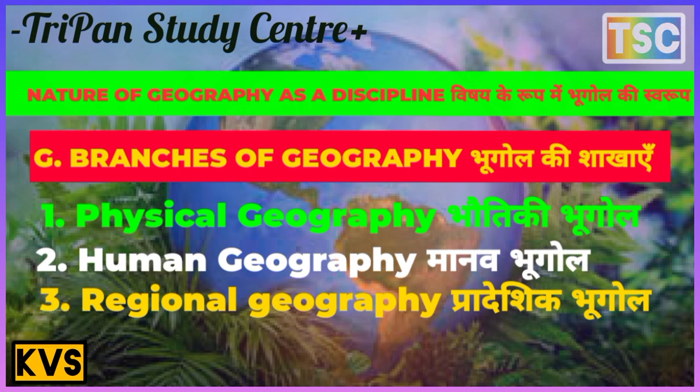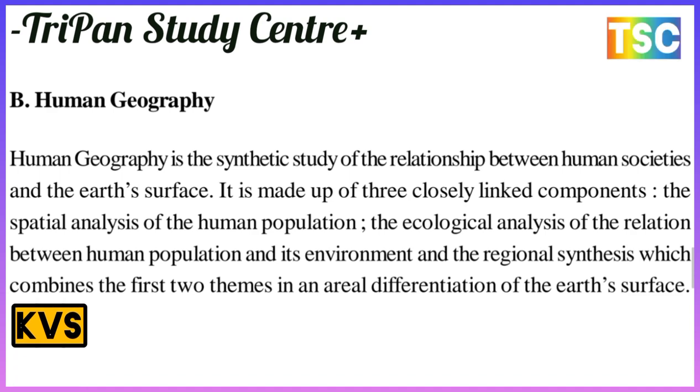The next area is human geography. This is the most important part. Human geography is the systematic study of the relationship between human society and the earth's surface. It is made up of three closely linked components: the spatial analysis of human population, the ecological analysis of the relation between the human population and the environment, and regional synthesis, which combines the first two themes in the areal differentiation of the earth's surface.